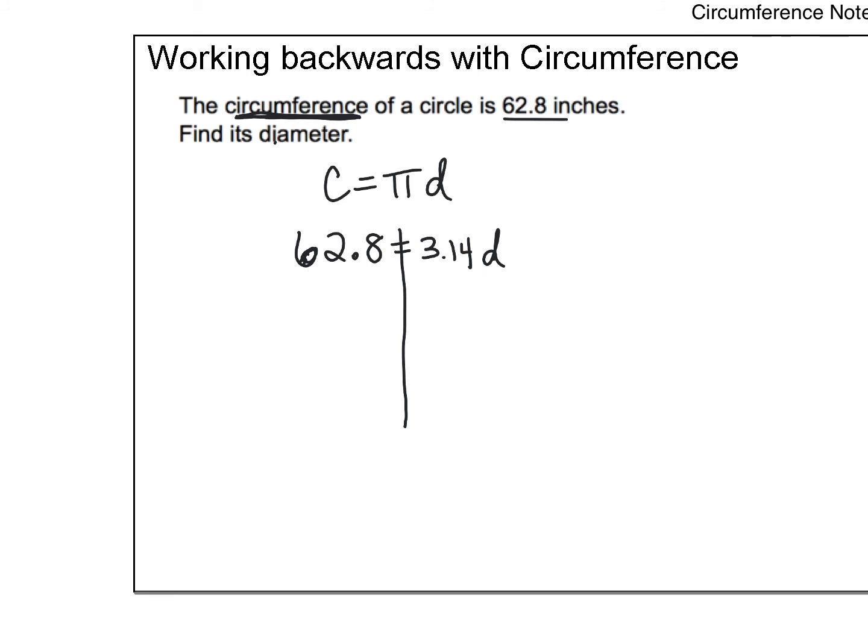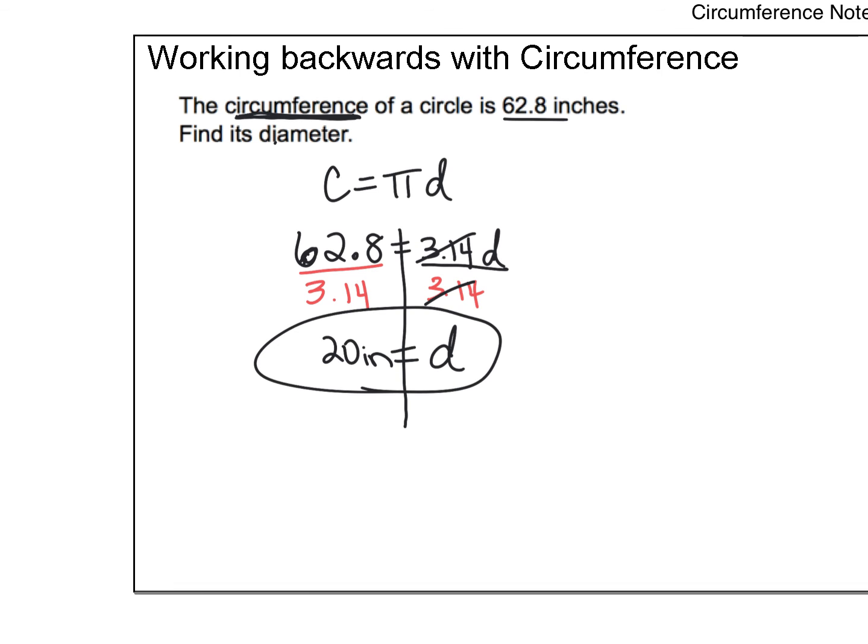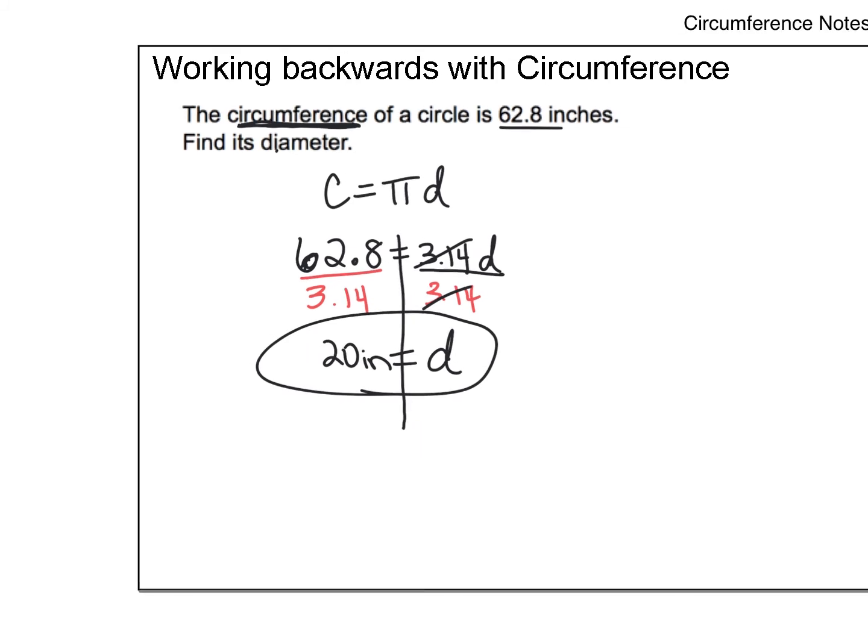So if I divide both sides by 3.14, divide by 3.14 here to cancel out and get d, that means I have to divide by 3.14 here. All right, so 3.14 divided by 3.14 leaves me with just d. And so on my calculator, I type in 62.8 divided by 3.14, and I get 20. All right, so D equals 20 inches. Please make sure to get those units labeled. All right, let's try one more.